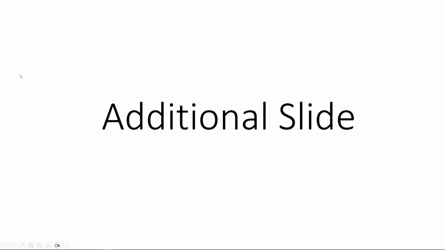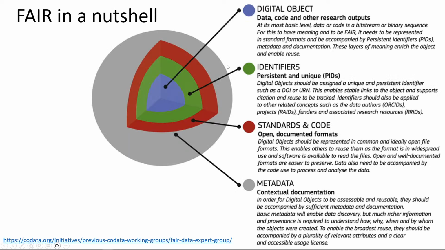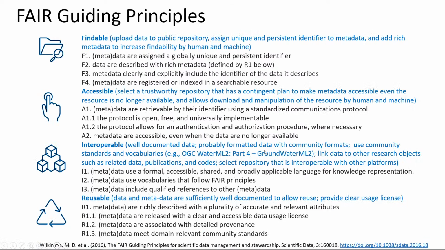These are some additional slides just for the nerds, if you are a nerd student. I'm not going to go through them, but I will display them here in this video in case you are interested. So this is FAIR data in a nutshell. You can see what's the digital object, what's the persistent identifier, what are the codes and the standards, and what are the metadata. So you can read about this.